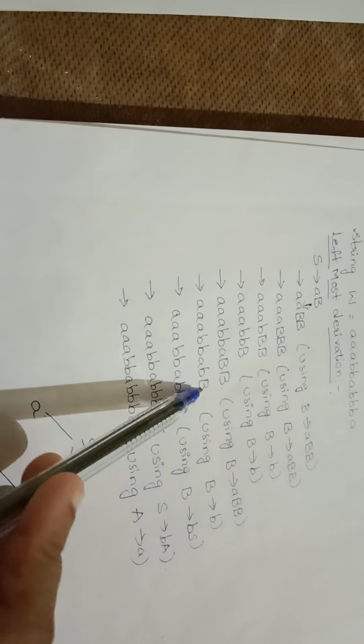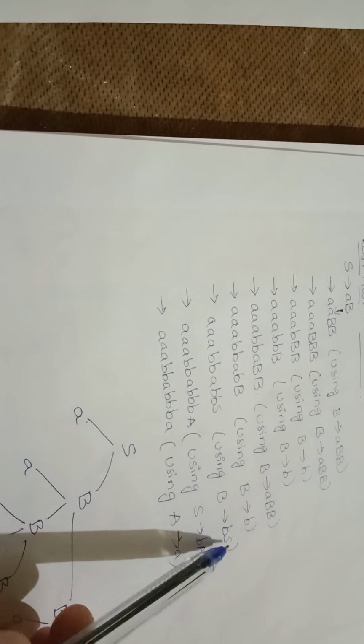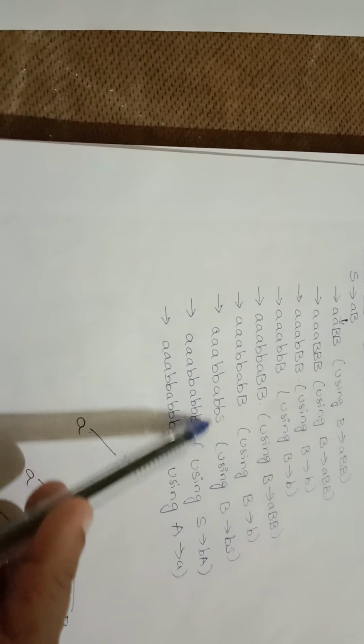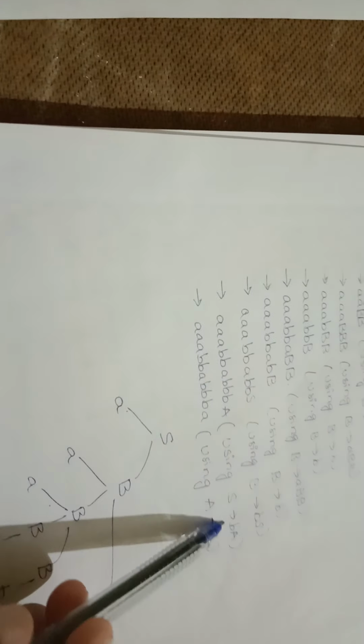And in the place of B you are substituting with B, so it changes in the form of A. And in place of B you are substituting with BS, so it changes in form of this. And in place of S you are substituting with BA, so the string is changed in this form. And in place of A we are substituting with A, so the string has changed in this way and the given input string we have derived.